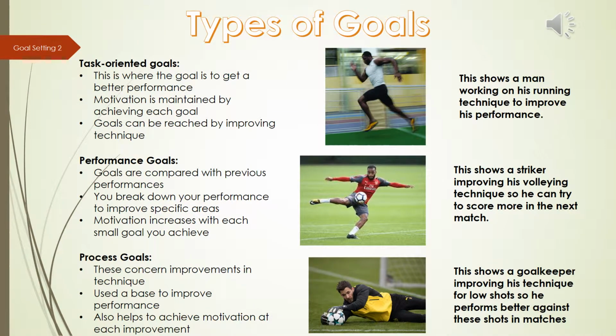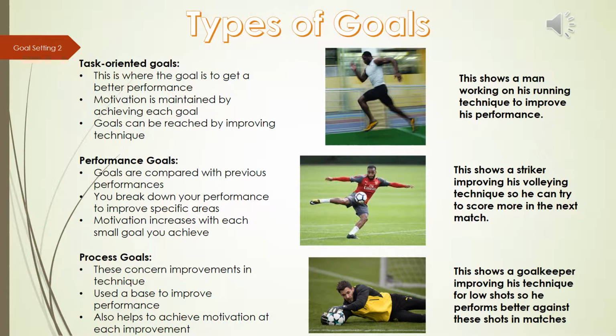Another type of goal you can set is a task-oriented goal, which are not just based around winning, but to get better performances or techniques. Motivation is maintained by achieving each goal you set. The athlete doesn't compare to others' performances, but compares to their own. Performance goals are where you are judged against previous performances as to improve personal achievements.